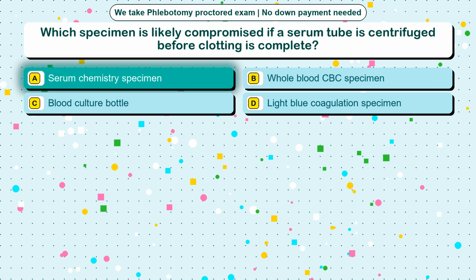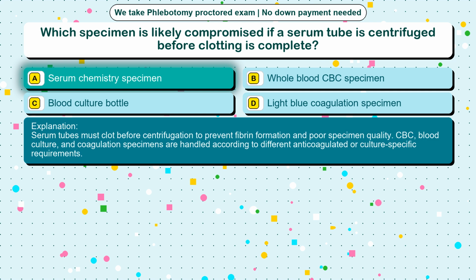The correct answer is option A, serum chemistry specimen. Serum tubes must clot before centrifugation to prevent fibrin formation and poor specimen quality. CBC, blood culture, and coagulation specimens are handled according to different anticoagulated or culture-specific requirements.